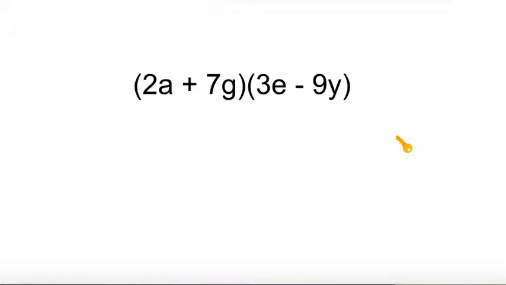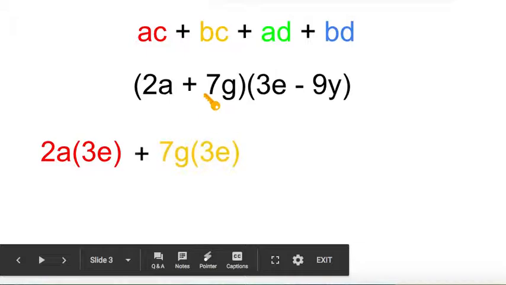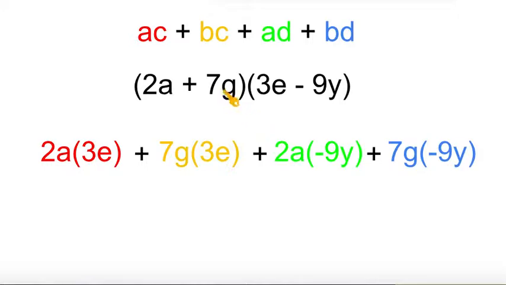Let's figure this out. See if you can do this on your own. If you can't, then follow on through the video. We'll use the formula, and first AC should be 2A times 3E, and BC should be 7G times 3E. AD should be 2A times negative 9y. BD shall be 7g times negative 9y.